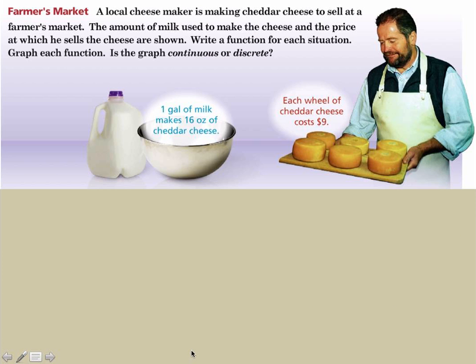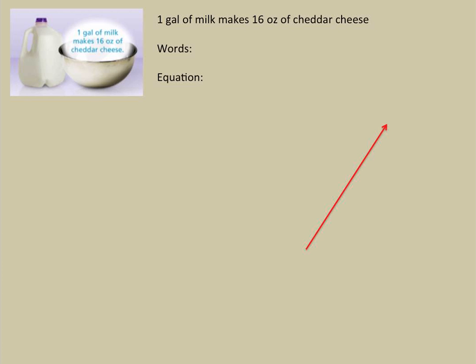All right, so here we go. Here's a nice example. This is my boy here. He's a local cheese maker. He's making cheddar cheese to sell at the farmer's market. The amount of milk used to make the cheese and the price at which he sells the cheese are shown below. Write a function for each situation. Graph each function. Is the graph continuous or discrete? All right, so it's really two different problems. So we'll get to this line here in a second.